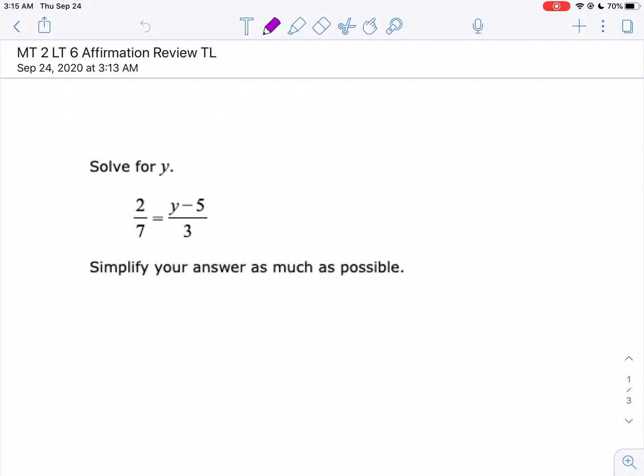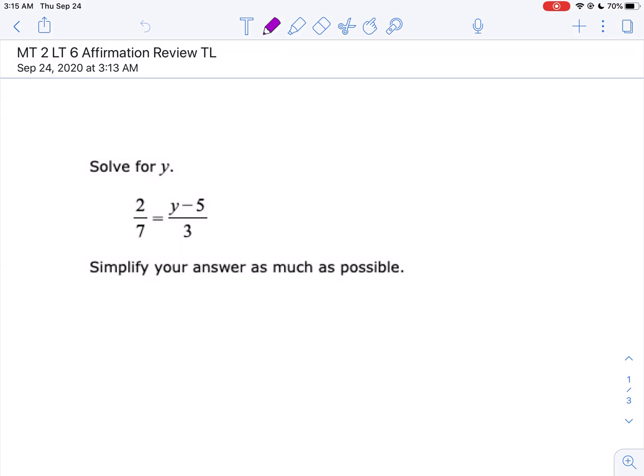Hello, we're going to take a look at your MT2 LT6 affirmation. If you uploaded your work, you didn't upload it to the affirmation. I couldn't find your work on Schoology. So I'm going through this without seeing your work, so I really need to see your work.